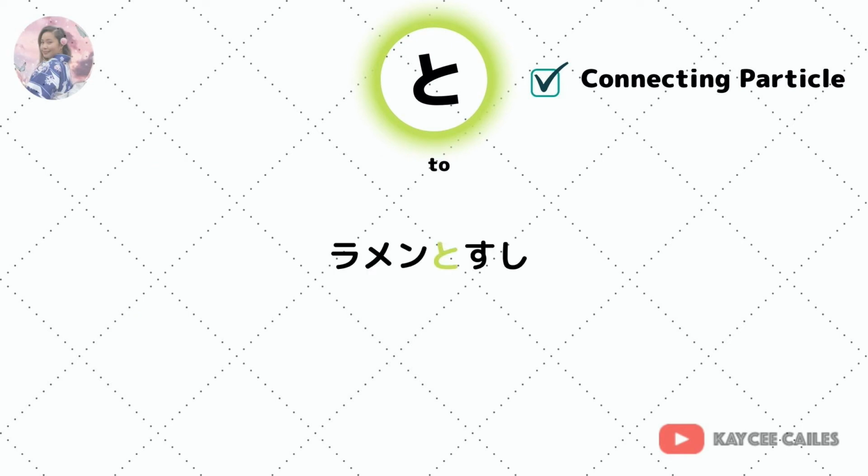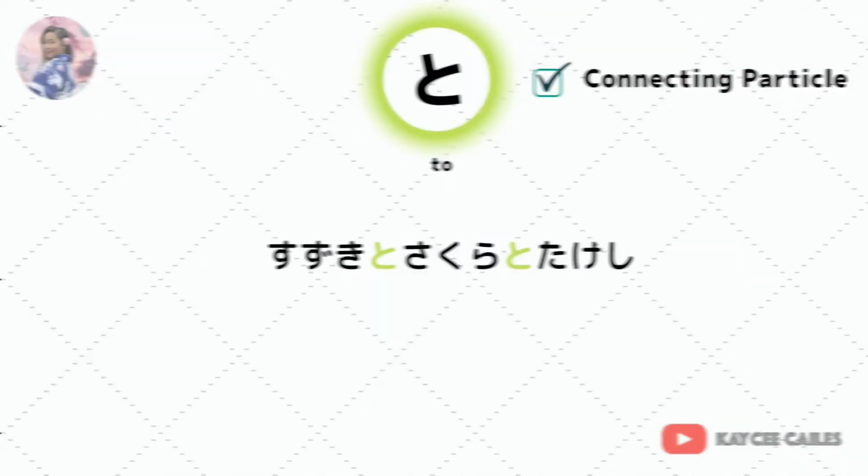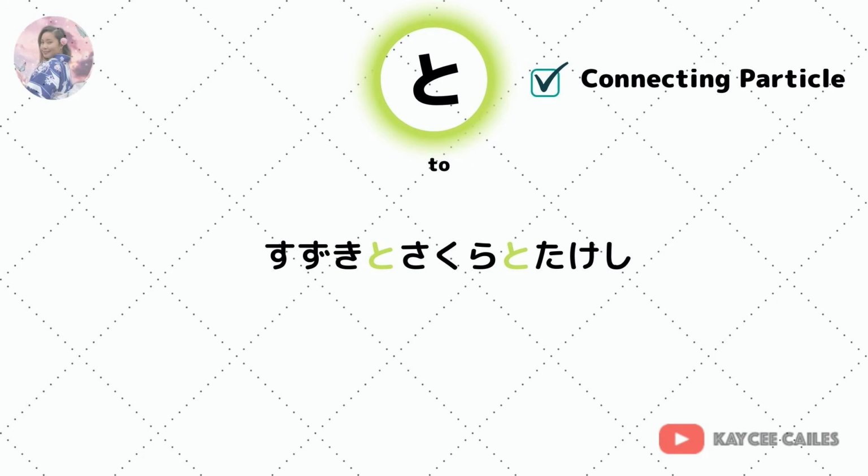Ramen to sushi. Ramen, our first noun. Sushi is the second. In between those two nouns is the particle to. So this is ramen to sushi. Ramen and sushi. Another example is Suzuki to Sakura to Takeshi. Notice that we put to in between those nouns. It means Suzuki, Sakura, and Takeshi.